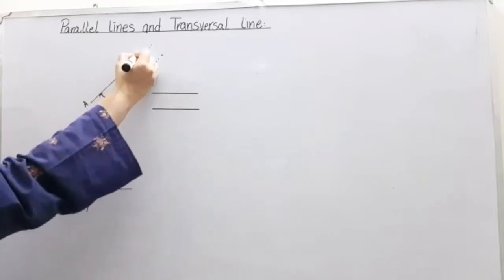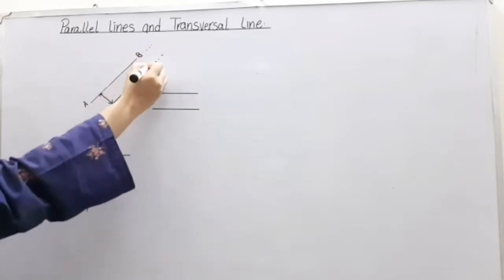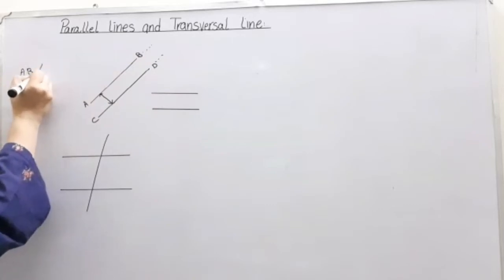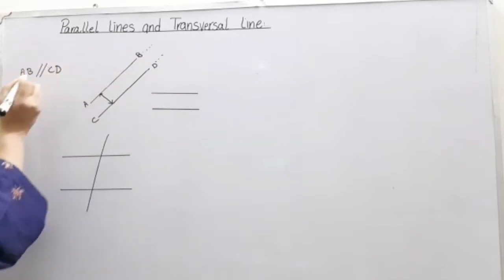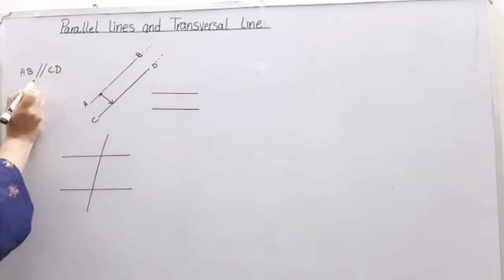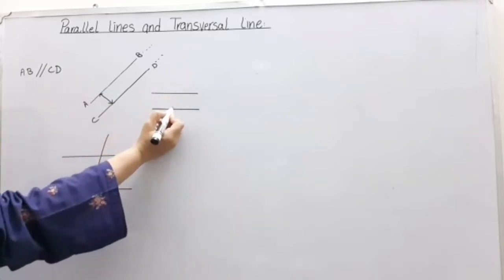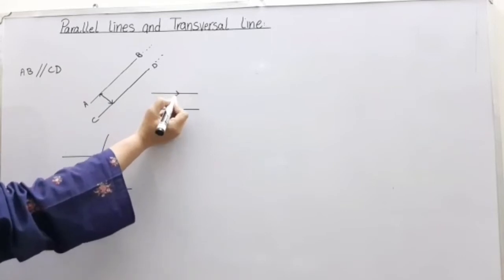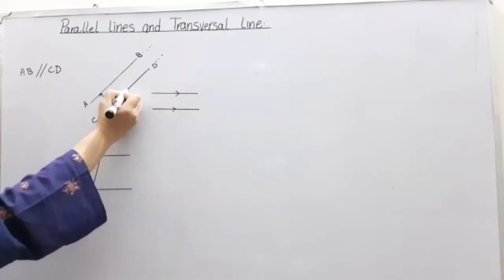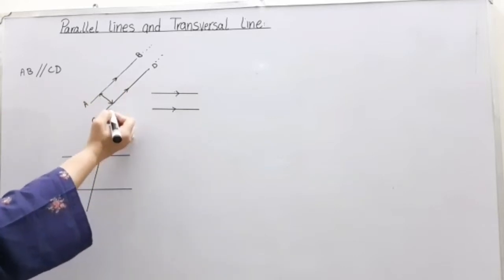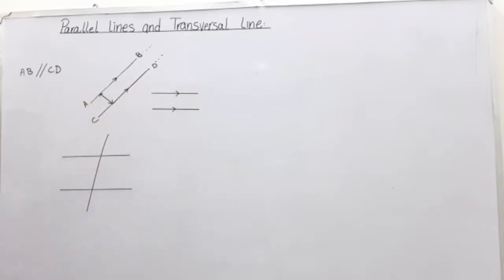If this is AB and CD, we write AB is parallel to CD. This is the sign of parallel, and these are also two parallel lines. These arrows show that two lines are parallel. Examples are our railway road, ladder, and many things. The sides of a road are parallel each time.